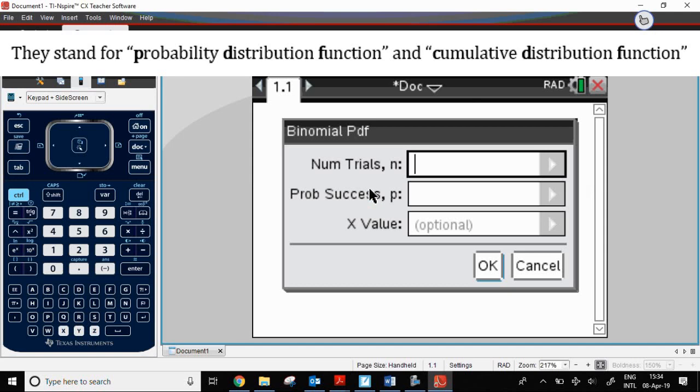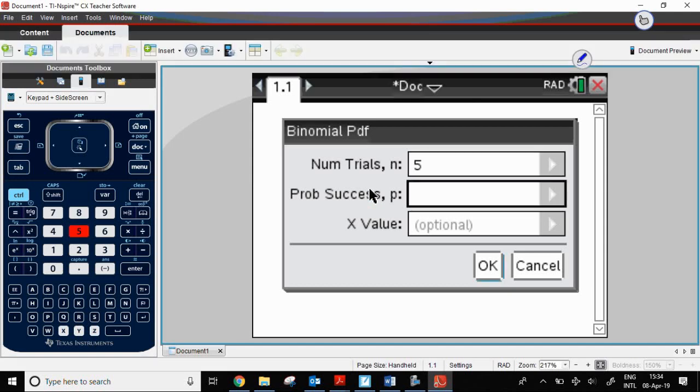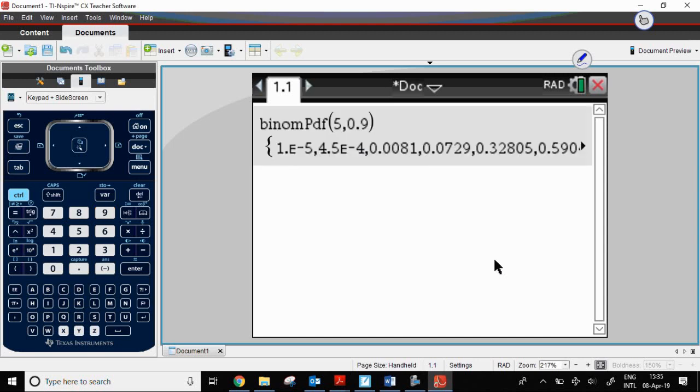Choosing that, in the previous problem we were told there were 5 trials. The probability of success was 90%. Like I said, that's all the information that you needed to know. Now if I just type this in, I get a list of numbers.